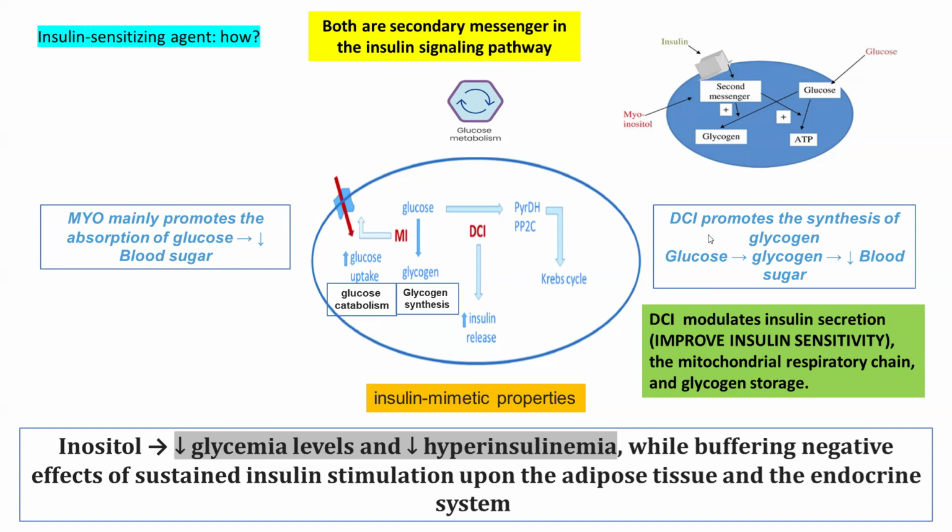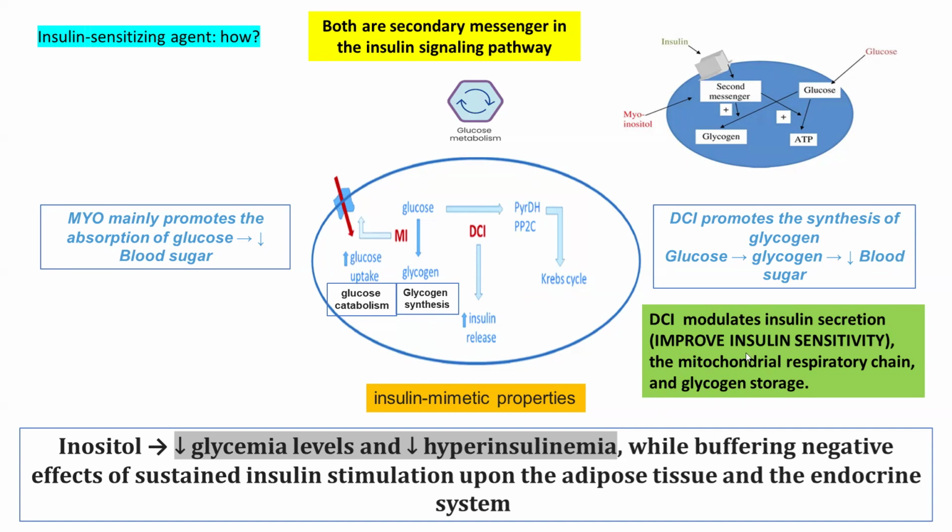On the other hand, the dichiro promotes synthesis of glycogen, changing glucose to glycogen, and this leads to decrease blood glucose as well. And this is glycogen synthesis function of the dichiro. So the myo helps glucose catabolism and the dichiro glycogen synthesis. So they work by two different mechanisms, but the ultimate function is insulin mimicking character and minimizing hyperglycemia and hyperinsulinemia as well.